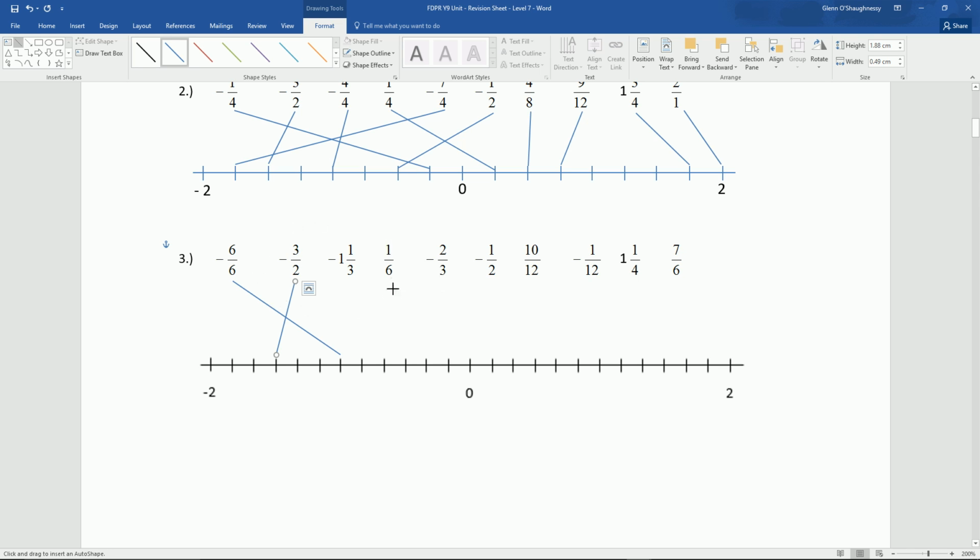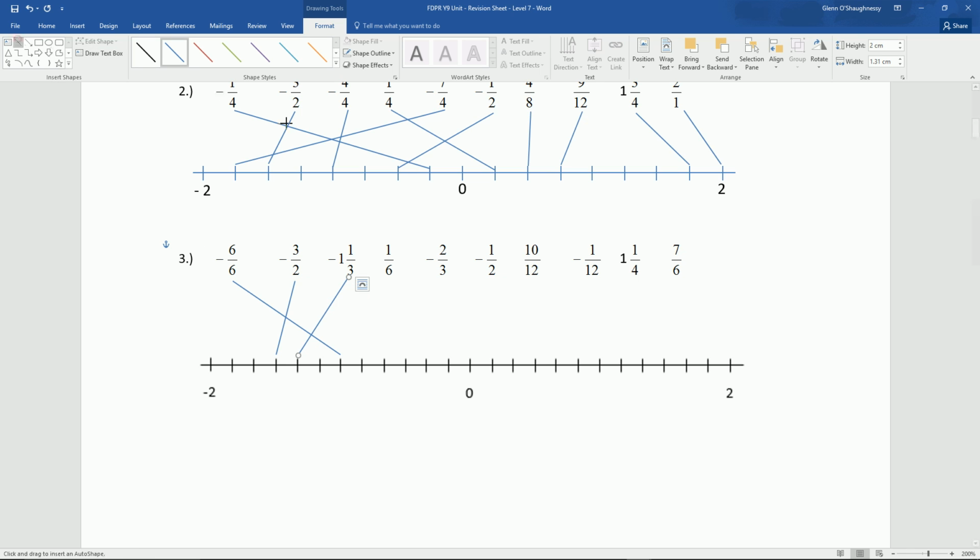-1 1/3. All right, so we are in 6 pieces for each unit of 1. So I can just double both of those and get 2/6. So it's -1 2/6, which would be, so the 1 is there, another 2/6 is there. Right there, so that's -1 1/3.